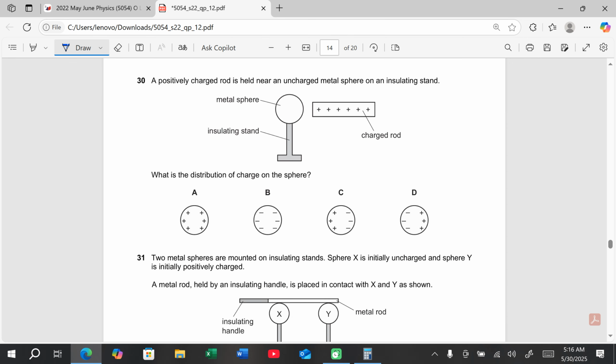A positively charged rod is held near an uncharged metal sphere on an insulating stand. What is the distribution of the charge on the sphere? Since it's a positive charge, it will be negative on this side and positive on this side, and it will not be earthed, so the charge will not flow. So it's C.